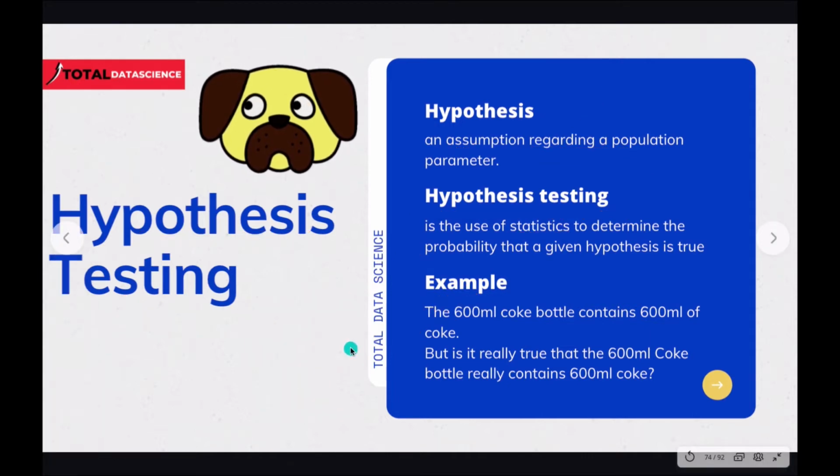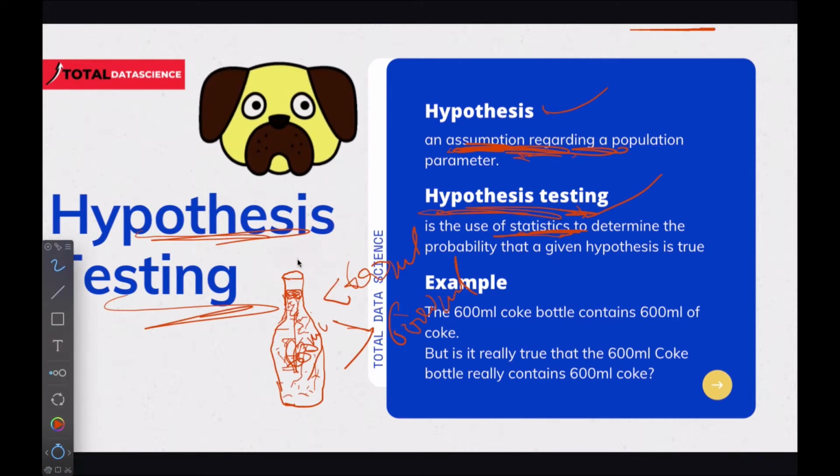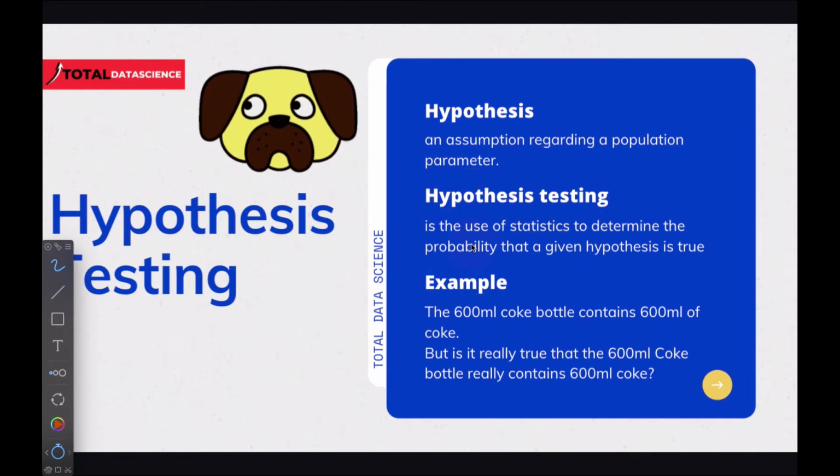Now if we have such a proclamation, we can form a hypothesis. In the first case, the assumption is that the content is 600 ml. That's the hypothesis that we have. Now we can test this hypothesis and see if it is true or not. The process of testing to prove this assumption is what we refer to as hypothesis testing. I hope you have a basic understanding of what hypothesis testing is.